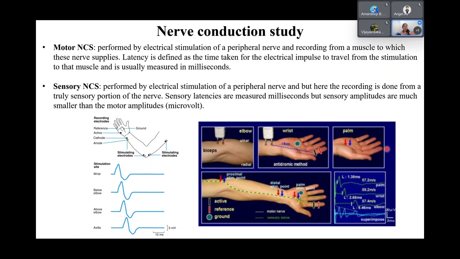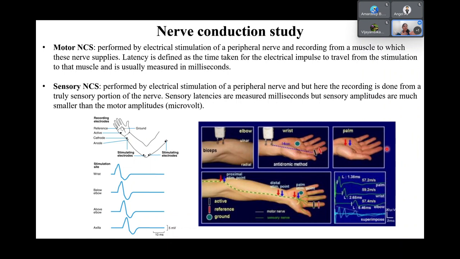So, if you have a motor nerve conduction study, it is performed by the stimulation of a peripheral nerve but recording from a muscle to which these supply. So these are motor nerves, right? So they will supply the information to one of the muscles. So you take the information from a muscle, and here the latency is defined as the time taken for the electrical impulse to travel the distance from the stimulation to that muscle, and the time is in milliseconds.